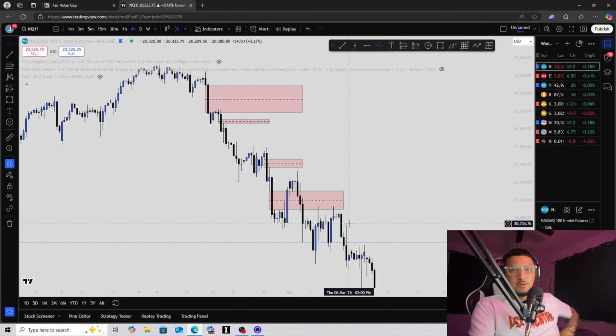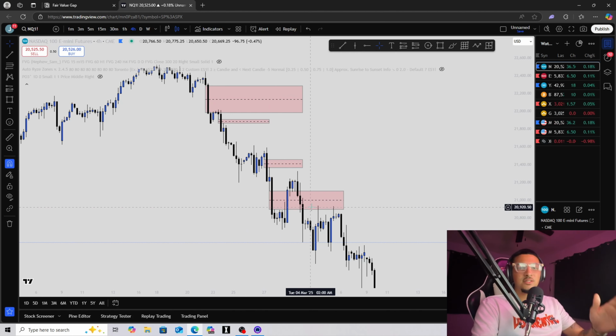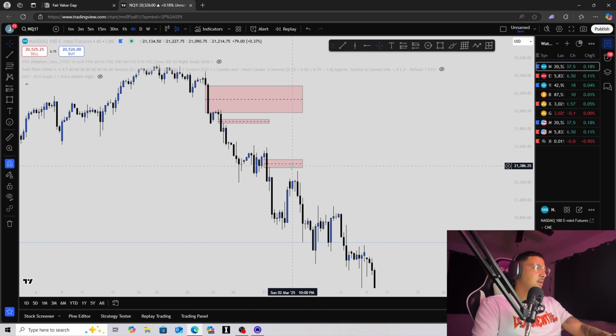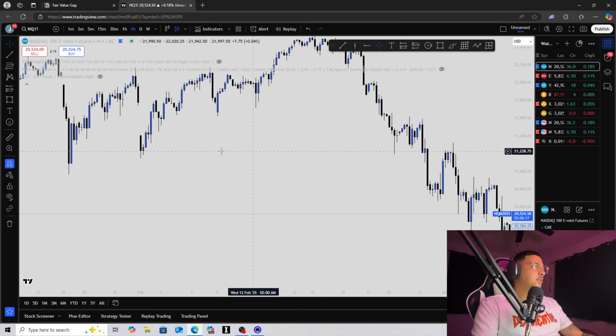Look at this fair value gap on the 4 hour. Came down, came back up. It got disrespected, this fair value gap got disrespected, and then it continued going down. Sometimes it's disrespected and changes direction. It all depends. But yeah, super easy to identify.